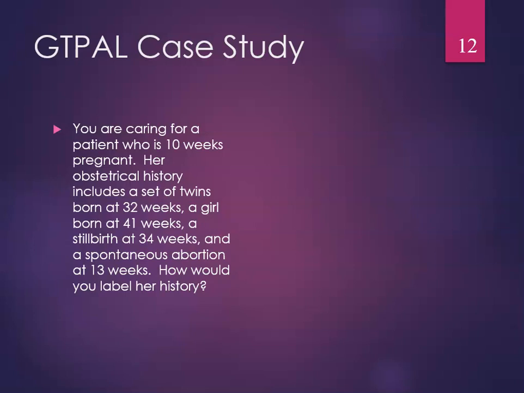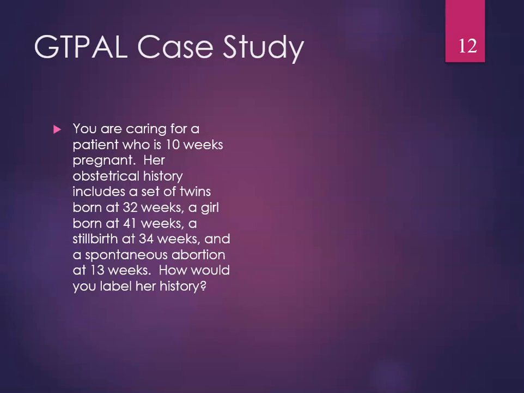So let's evaluate this. When we're talking about the Gravida, she's currently pregnant. She has one set of twins, that's 2. She had one baby born at 41 weeks, that's 3. She had one stillbirth at 34 weeks, that's 4. And then she had a spontaneous abortion, it's 5. For the Gravida, it's just number of pregnancies, regardless of the outcome.